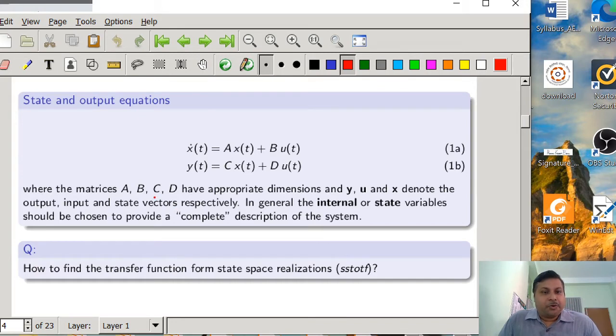Now the question is how to find the transfer function from the state space realization. Suppose a state space realization is given to you and you have to find out the transfer function from it. Here one command is written, which is ss2tf. ss means state space, tf means transfer function. In MATLAB there is a command called ss2tf: if you provide the A, B, C, D matrices to MATLAB and use this command, then MATLAB will return the corresponding transfer function. But in this course we are going to learn what mathematical relation exists to compute the transfer function from the given state space realization.